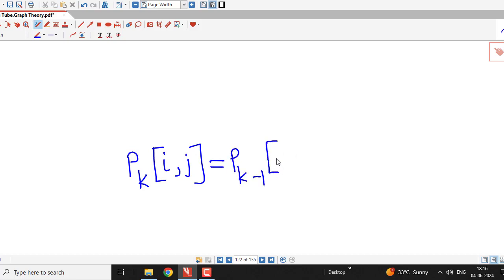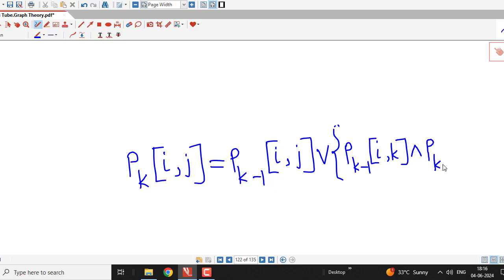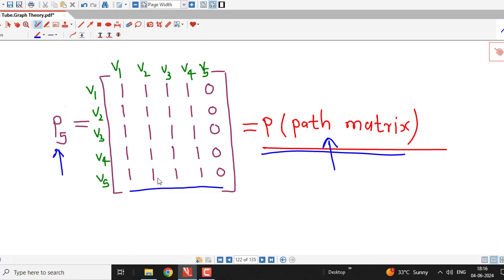All we have to remember is that to write down the ijth entry of matrix Pk, we are using entries of Pk minus 1: the ijth entry of Pk minus 1, or the ikth entry of Pk minus 1 and the kjth entry of Pk minus 1. This is the main formula of Warshall's algorithm, and using this formula we are able to decide the path matrix of a given matrix.